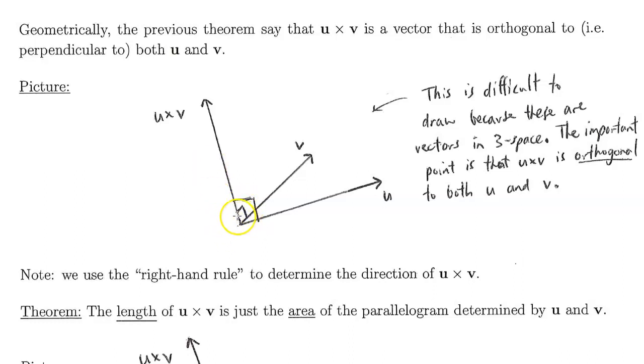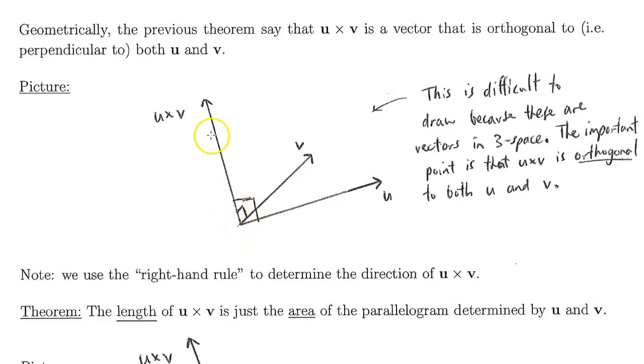It's hard to draw this here, so I drew this little box to indicate it's perpendicular to V. I was trying to draw it for U, but I had to draw a little bigger to indicate that U cross V is also perpendicular to U. Now it turns out that we use the right-hand rule to determine the direction of U cross V, because you could have a vector popping out this way, or if it popped out in the exact opposite direction, that vector would also be perpendicular to both U and V.